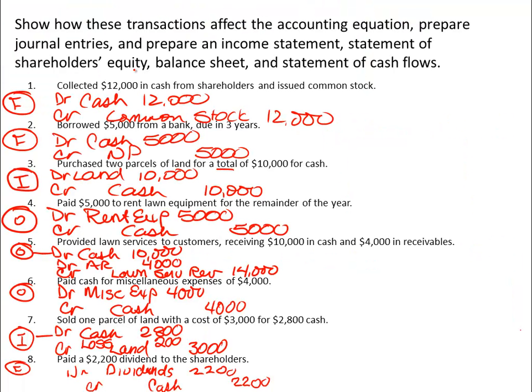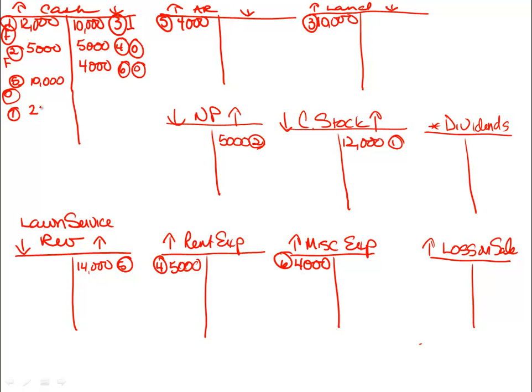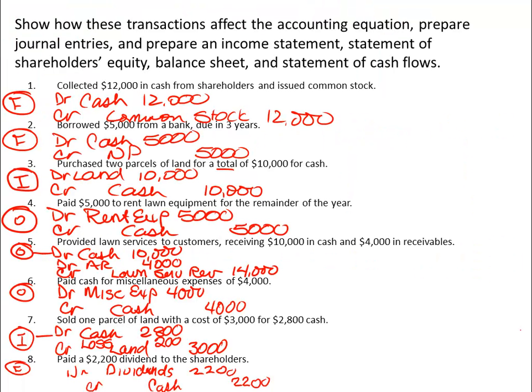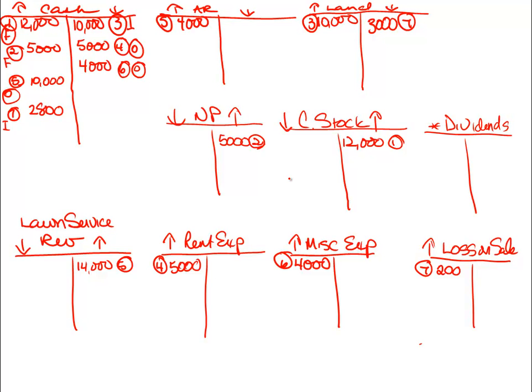Number 7, sold one parcel of land, so I'm going to debit cash 2,800, debit loss for 200, and credit land for 3,000. So number 7, 2,800 cash, we have a loss of 200, 7, and land is being credited for 3,000. And since land is a non-current asset, this is an investing activity. Number 8, paid a $2,200 cash dividend, so debit dividends, credit cash 2,200. So dividends 2,200. Number 8, credit cash 2,200. Since dividends is a shareholder's equity account, it's a financing activity.